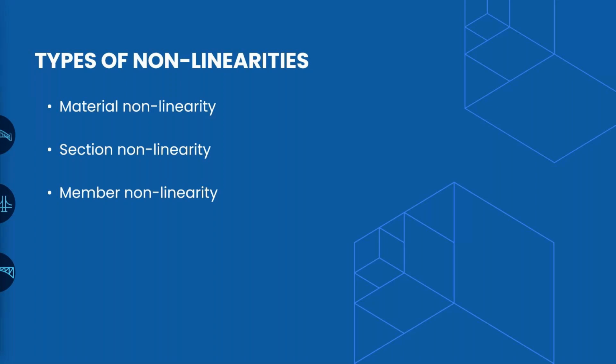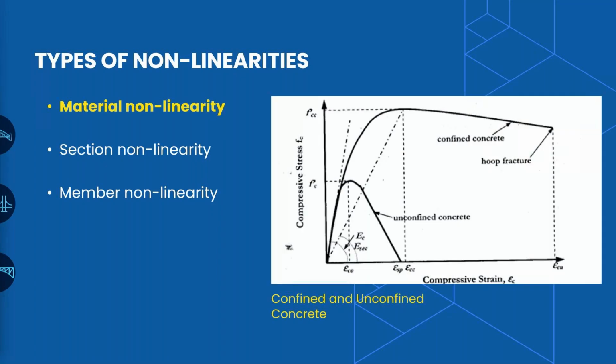In case of material nonlinearity, we will be considering the steel and the concrete. Then this discussion could be extended to the section as a whole, be it a rectangular section or a circular section, depending upon your column sizes and shape. And the section nonlinearity then can be extended to the member level nonlinearity, that is your pier. So let us see how this affects the analysis.